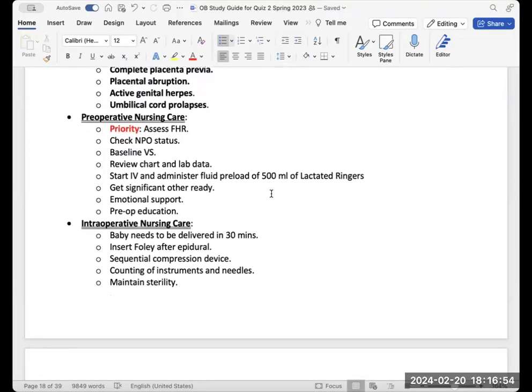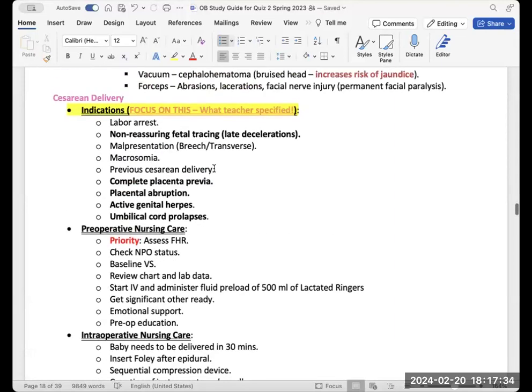Priority preoperative: assess fetal heart rate, as well as checking NPO status. Remember, surgery, they're not supposed to be drinking or eating. Baselines, vital signs. So we need to look at the vital signs. We need to look at the chart and the lab data. We need to also look at IVs, making sure that we start an IV, and that we administer fluid of 500 mL of lactated Ringer's, emotional support and all that. But the priority always preoperatively before the C-section is fetal heart rate.